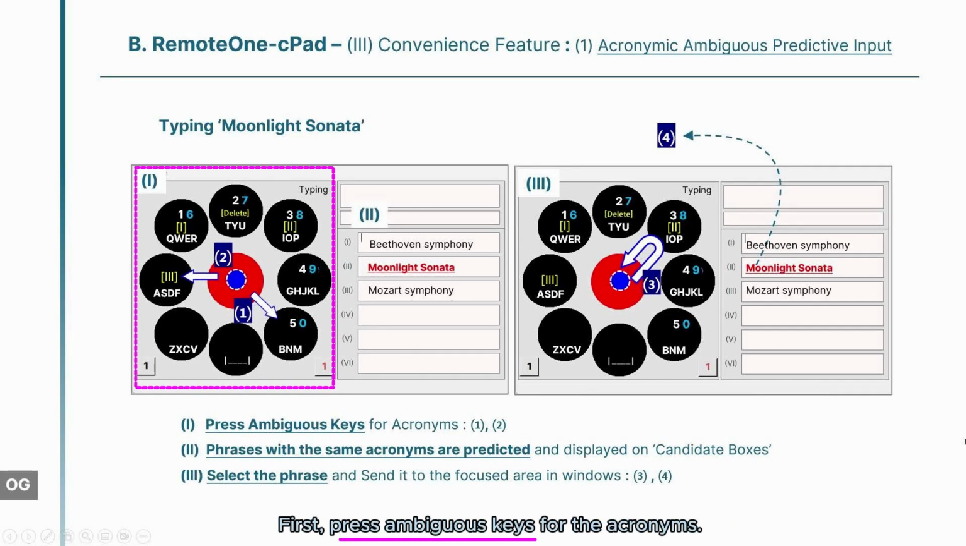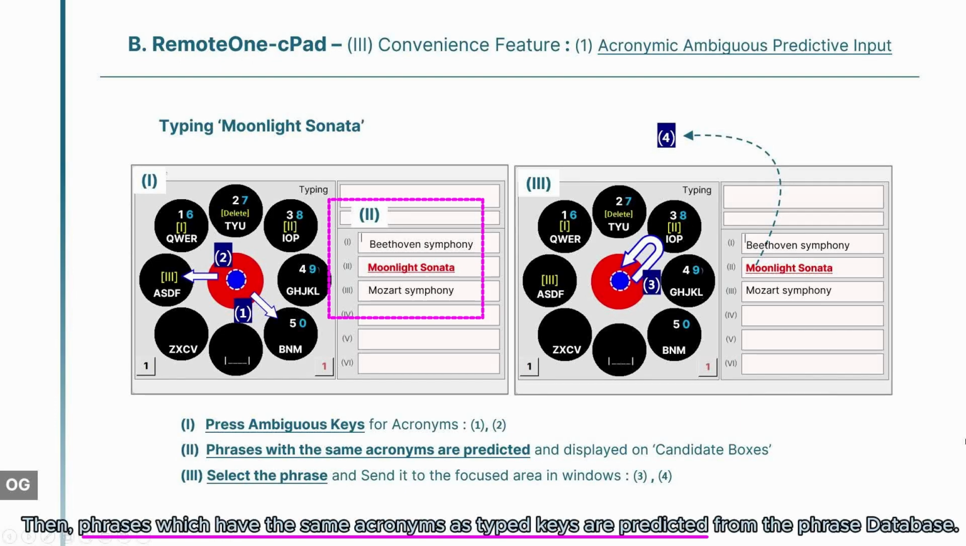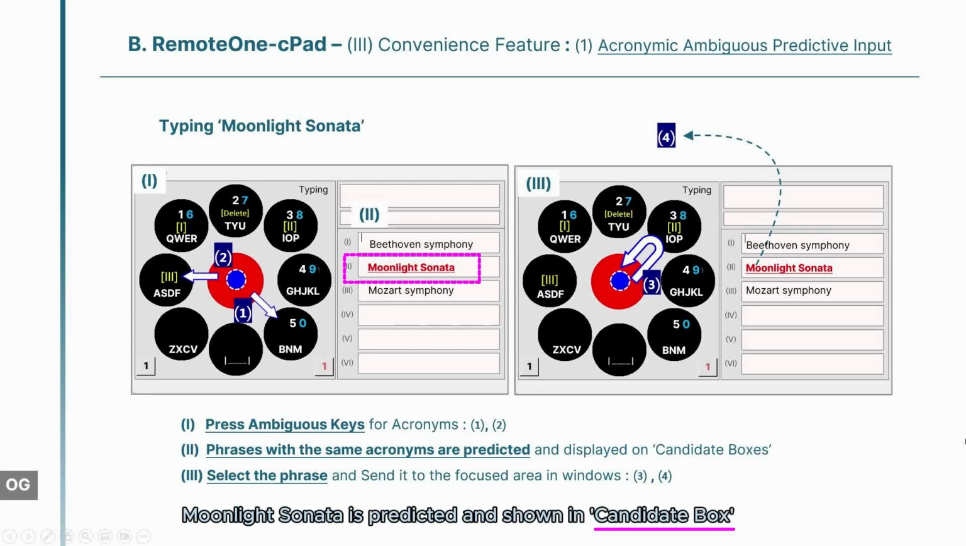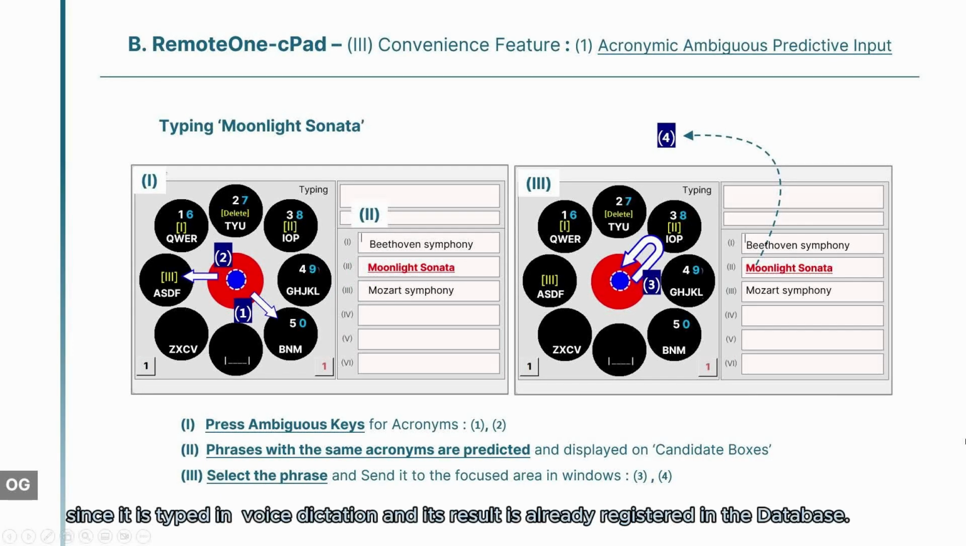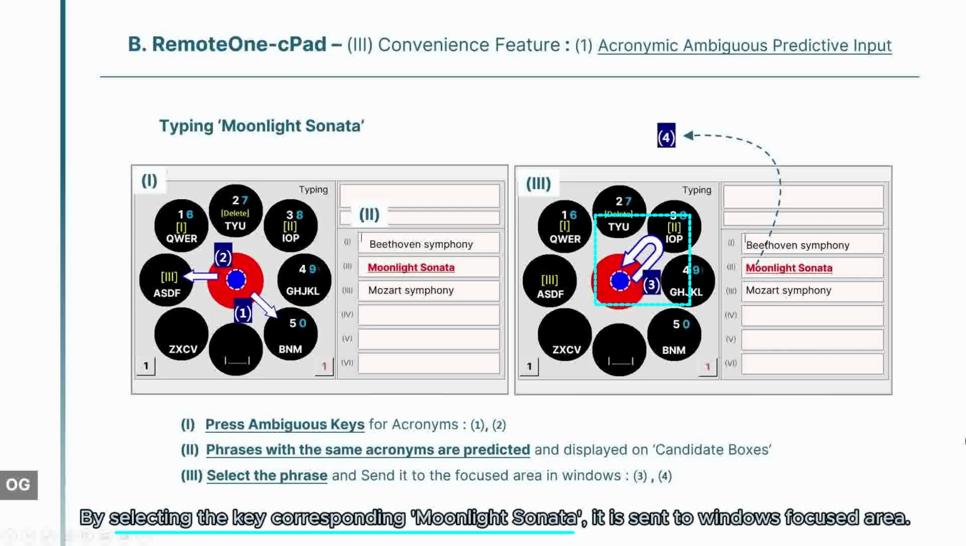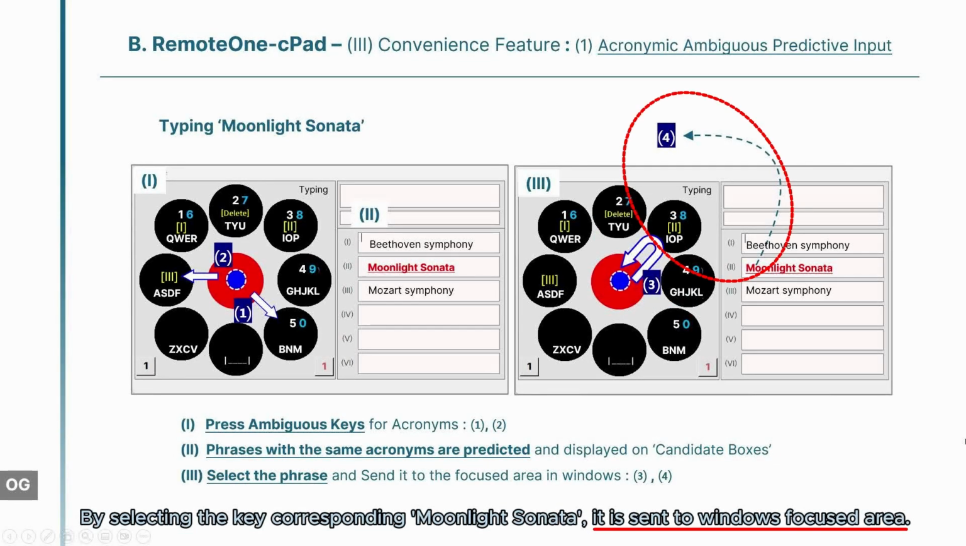First, press ambiguous keys for the acronyms. Then, phrases which have the same acronyms as the typed keys are predicted from the phrase database. Moonlight Sonata is predicted and shown in the candidate box, since it was typed in voice dictation and its result is already registered in the database. By selecting the key corresponding to Moonlight Sonata, it is sent to the Windows focused area.